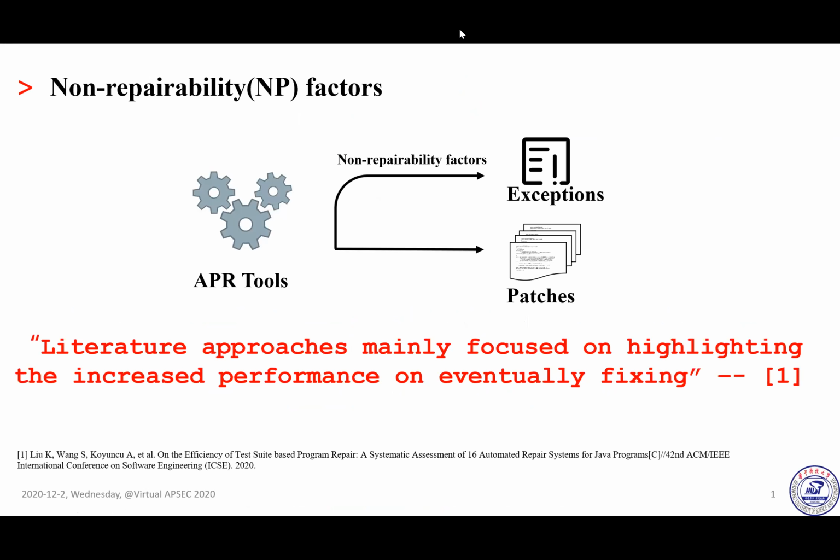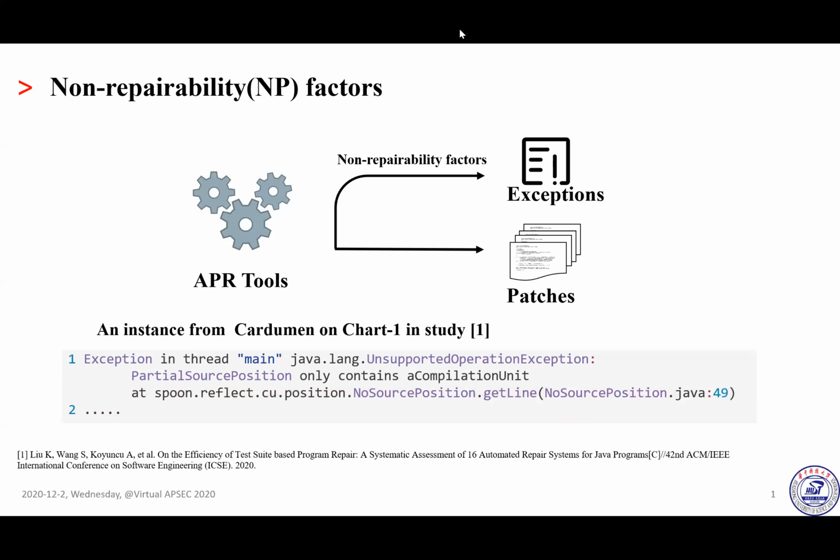For example, a tool could fix a bug in an evaluation while failing due to a configuration problem, like the wrong classpath of a Java program. Here is an example from the Liu 2020 study. When others used GZoltar 1.7 to localize the suspicious line, it gave an invalid suspiciousness value and triggered this exception. We regard it as a non-repairability factor of APR techniques.